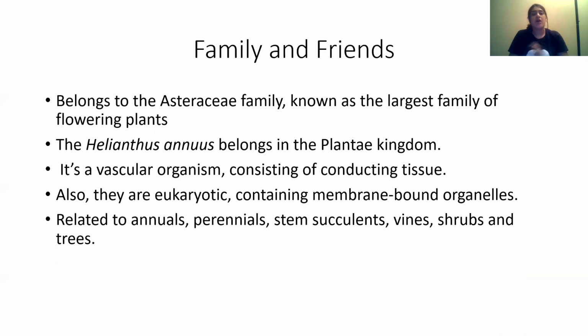The Helianthus annuus belongs to the Asteraceae family, which is known to be the largest family of flowering plants. It also belongs to the Plantae kingdom, which a lot of flowers come from. For example, the green algae, as we know. It's also a vascular organism, which consists of conducting tissue. Also, the plant is a eukaryotic, multicellular plant that contains membrane-bound organelles. The Helianthus annuus is related to annuals, perennials, stems, vines, shrubs, and trees as well.